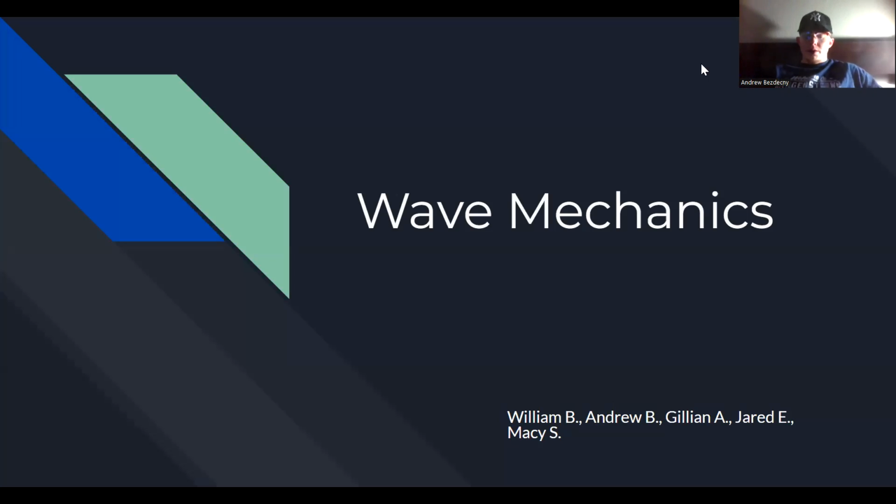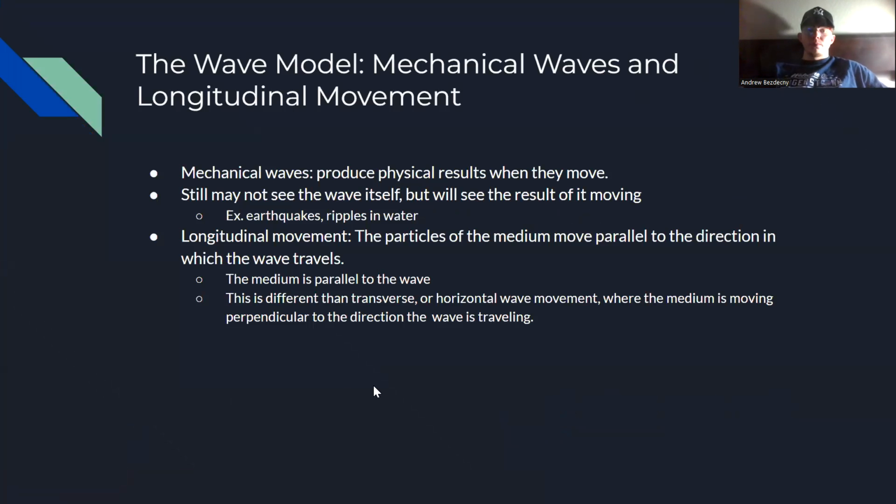All right, we have wave mechanics. The wave model, mechanical waves and longitudinal movement. Mechanical waves produce physical results when they move. They still may not see the wave itself, but will see the result of it moving. Example, earthquakes or ripples in water.